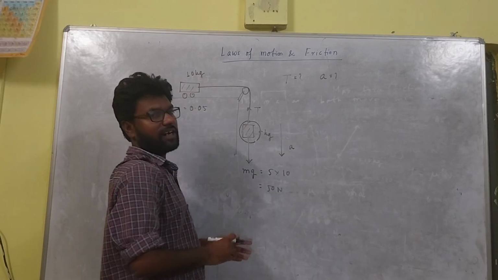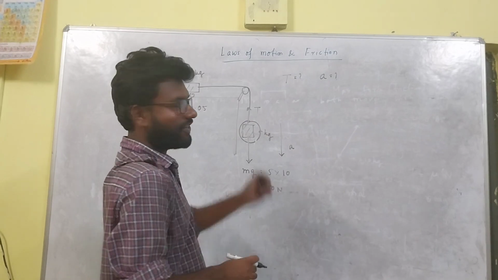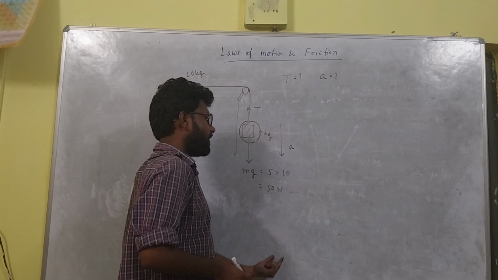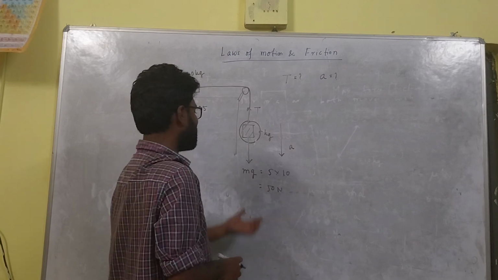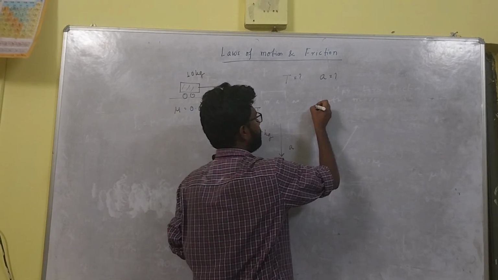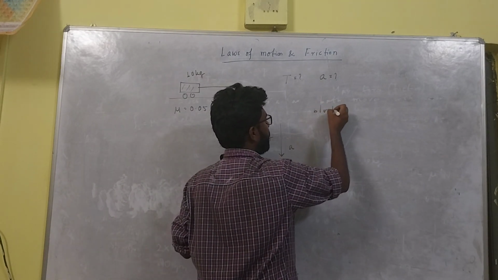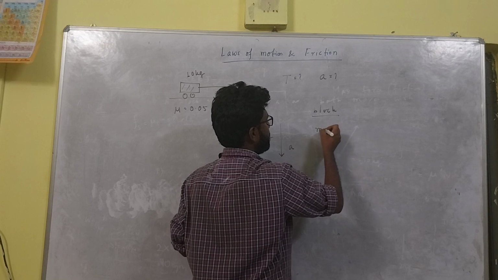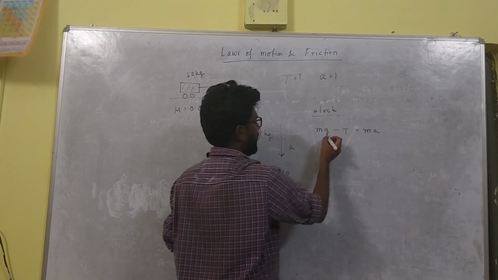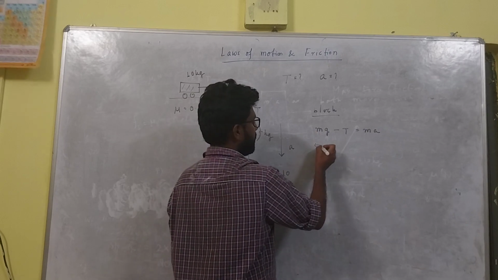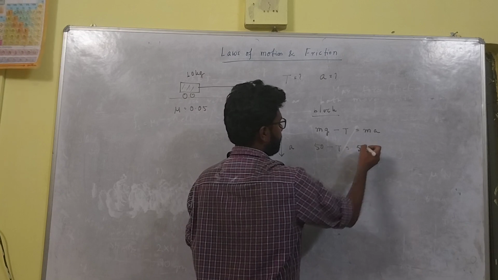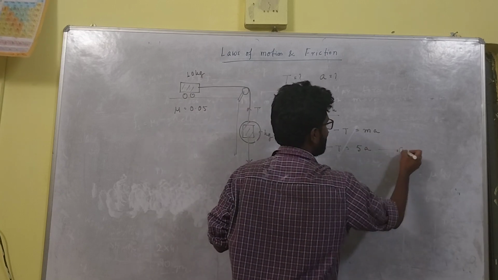Now we just apply our trick. The block falls down with an acceleration a, that means mg is greater than T. So ultimately, in the block situation, mg minus T equals ma, and mg means 50, so 50 minus T equals the mass of that block, 5a. It's the number 1 equation.